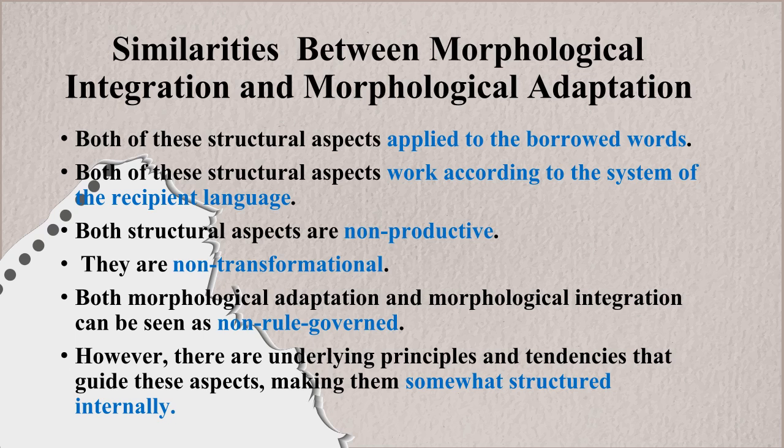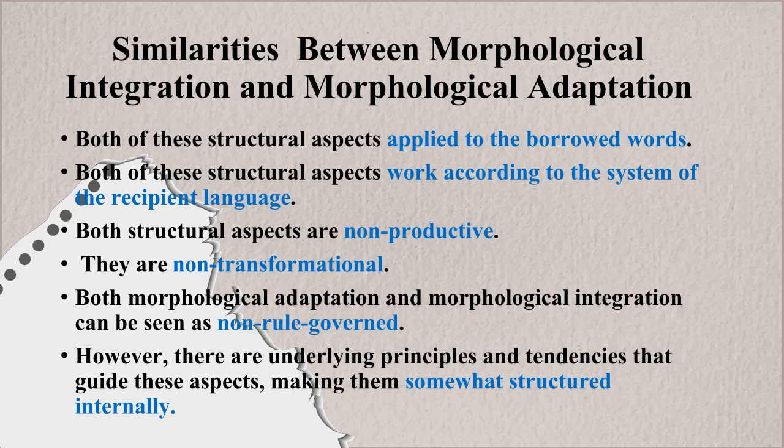These two are also considered non-transformational because morphological adaptation involves adjusting borrowed words to conform to the borrowing language's morphology without creating entirely new forms. Similarly, morphological integration is about ensuring that morphemes fit together correctly rather than transforming them into something fundamentally different. That's why they are treated as non-transformational, because they focus on adjusting existing forms to fit grammatical and phonological rules, without fundamentally altering their meaning or structure in a way that results in new words.